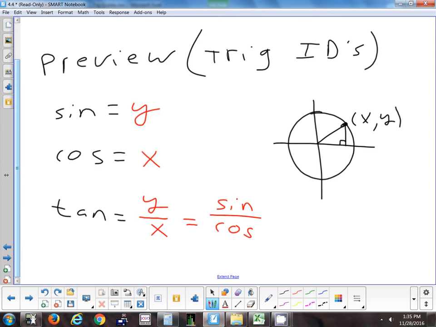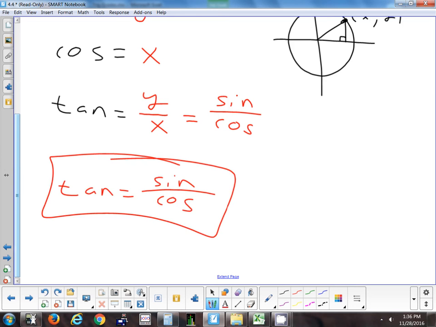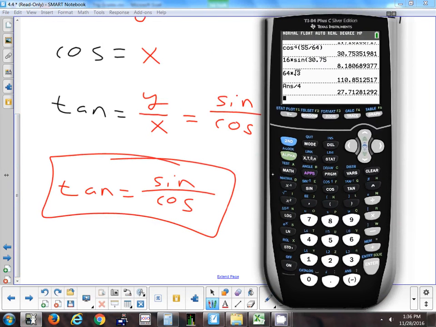I said tangent equals y over x. And then I said y over x equals sine over cosine. Sine over cosine equals tangent. Yes. That's a trig identity. If you want to take the tangent of anything, you could take the sine of that thing and divide it by the cosine. Okay, so for example, someone give me any number.